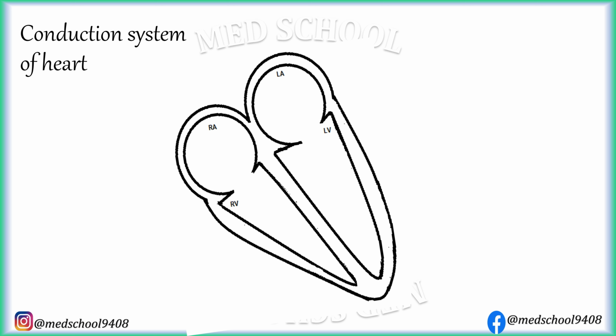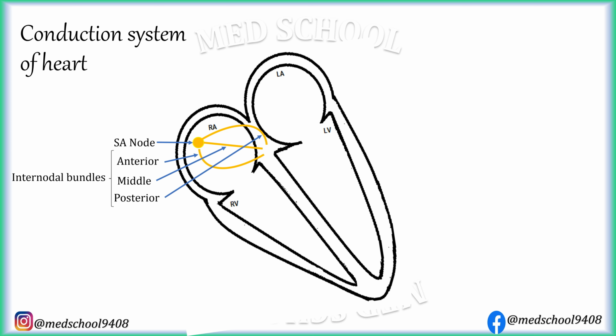The first important structure in conduction system of heart is sinoatrial or SA node. This is where the electrical impulse of the heart is generated. Hence, it is also called as natural pacemaker of the heart. Three internodal bundles arise from SA node, which are anterior, middle and posterior internodal bundles. They conduct impulse from SA node to AV node and along their way activates right atrium.